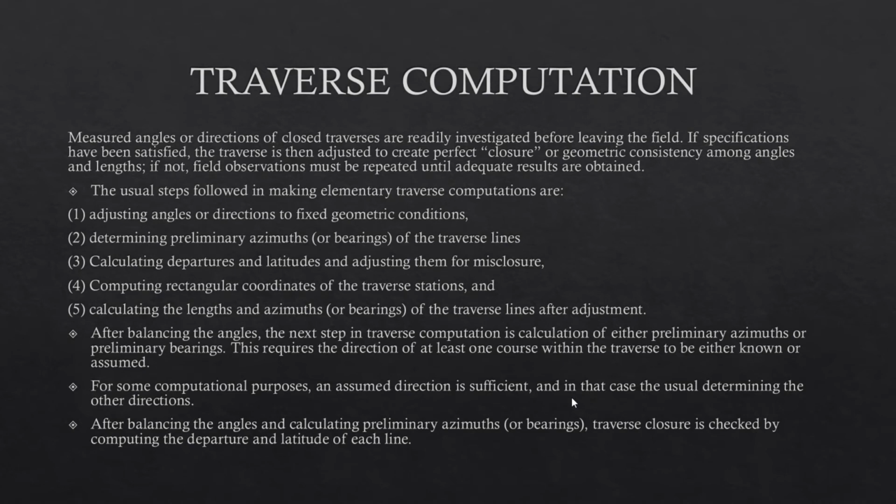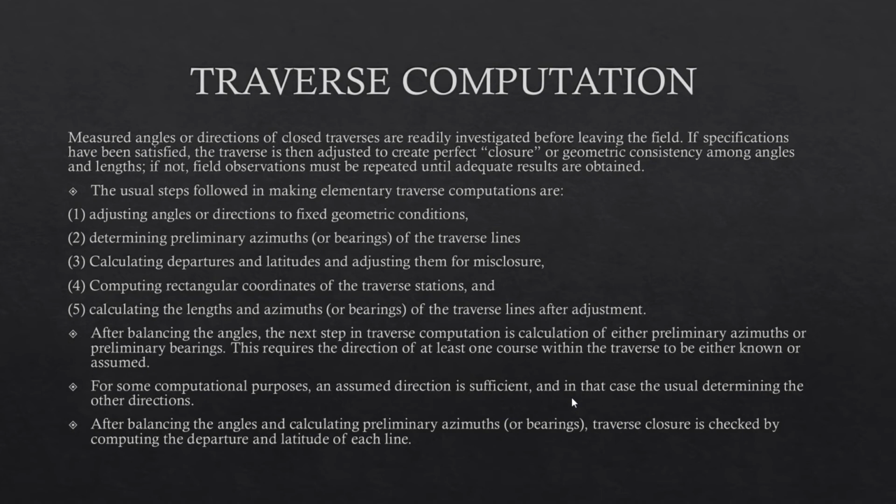Second, determining preliminary azimuth or bearing of the traverse line. Third, computing departure and latitude and adjusting them for misclosure. Fourth, computing rectangular coordinates of the traverse station. And last, computing the lengths and azimuths or bearing of the traverse line after adjustment. So, yun yung mga usual steps na ginagawa natin.